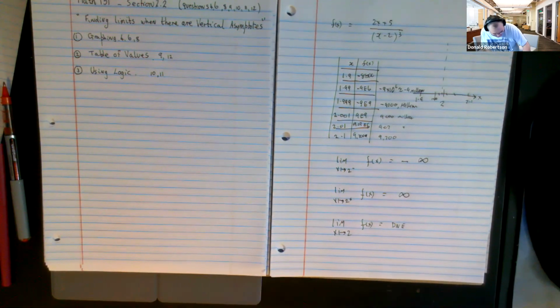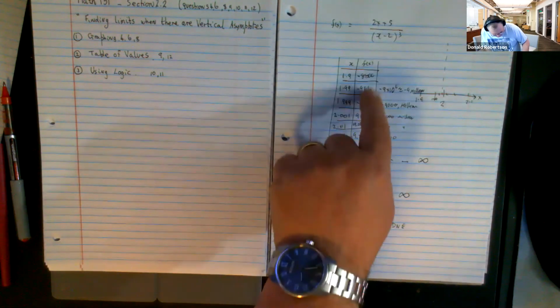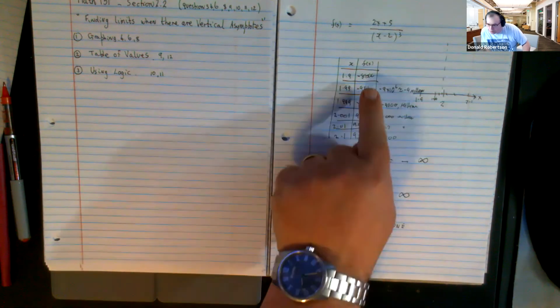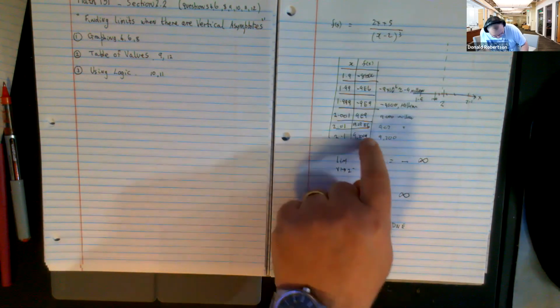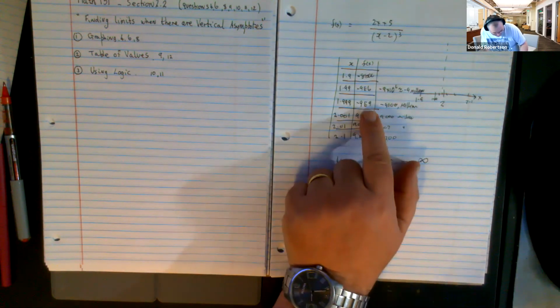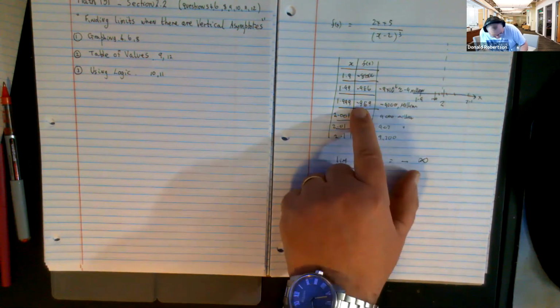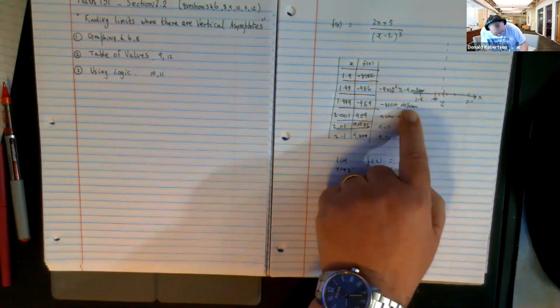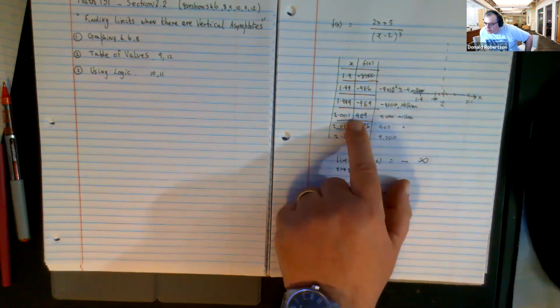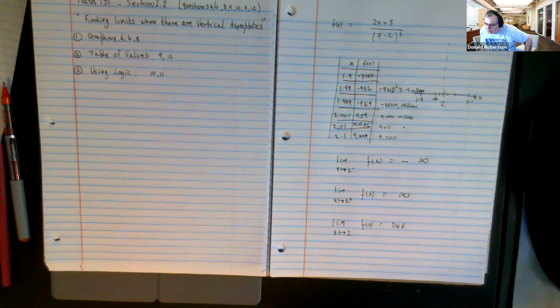So when you do a table of values and there's a vertical asymptote involved, these numbers will look strange. The calculator is almost guaranteed to, at least in a couple of the places, become scientific, right? It's going to go E10, E9, E22 on you. And if there's a negative there, that means it's negative infinity, essentially. And if it's positive, it means it's positive infinity. Are we good with table of values?